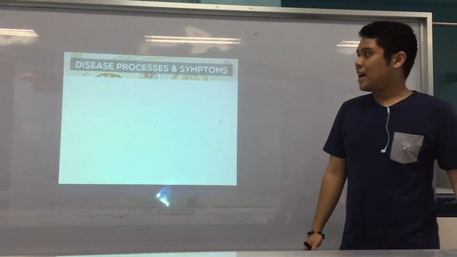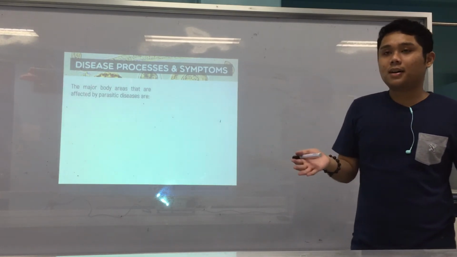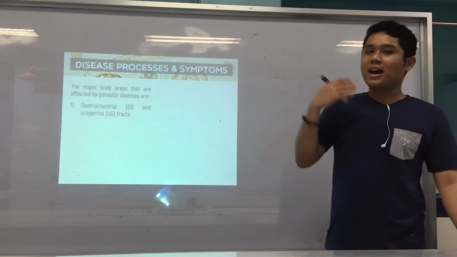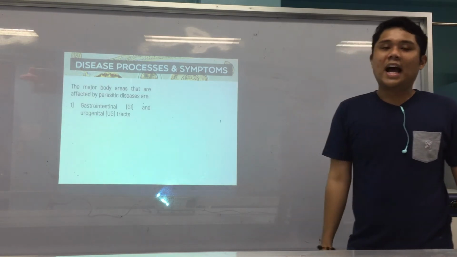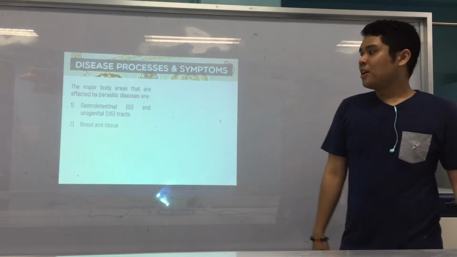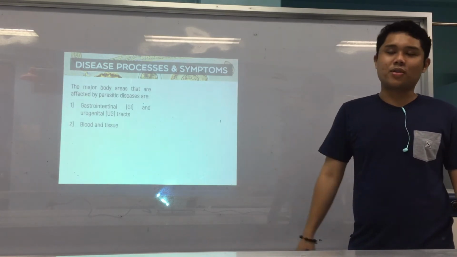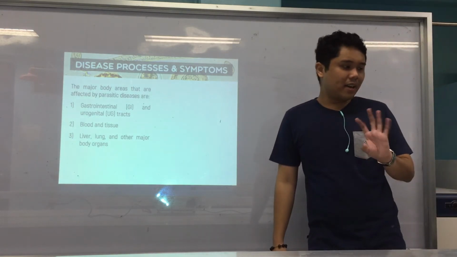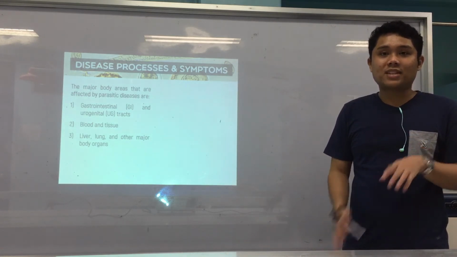And now we go to some disease processes and symptoms. What are some of the symptoms that a host, for example humans, may feel if they have a parasitic disease? The major body systems that are affected: first is of course your GI, gastrointestinal. Most commonly affected is the GI tract, and your urogenital tract for sexually transmitted parasitic diseases. You have blood and tissue, of course malaria and your filarial worms. You'll get to know that in your lecture and in our class. Liver, lung, and other major body organs, extraintestinal. Usually, liver, lung, and other major body organs can only be affected secondarily.